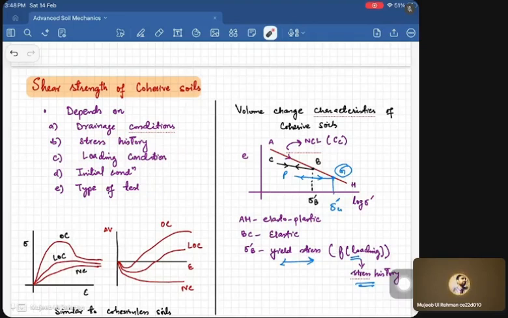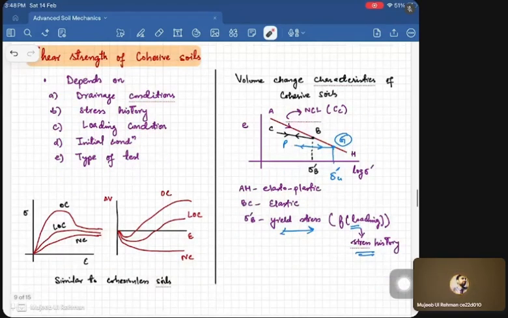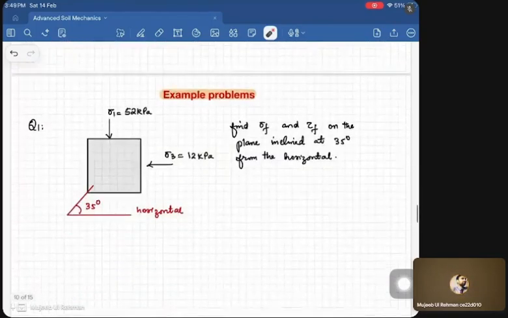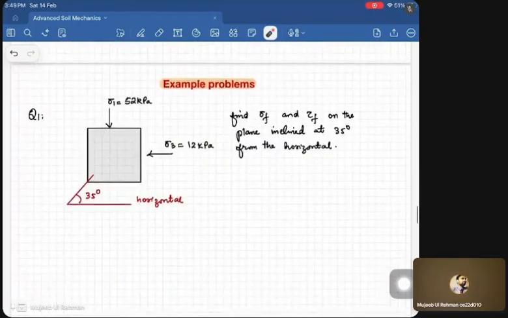After that, we went through the volumetric response, or the volume change characteristics, of cohesionless soils. This test shows the NCL, normal consolidation line, and how the behavior of the soil will be elastoplastic. Then we went through the shear response of the cohesive soil. Now we will try to solve some problems. Fine. So problem first is related to the stresses, for finding the stresses and strains.